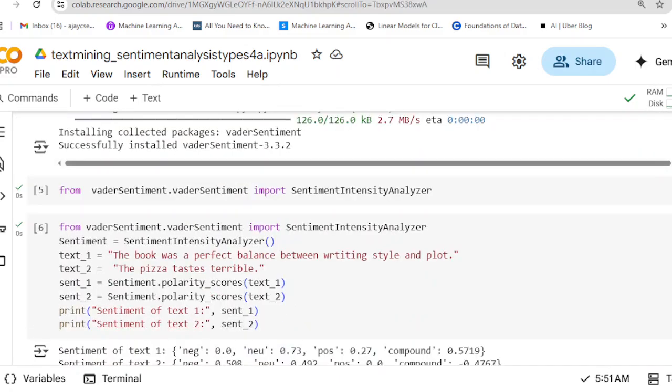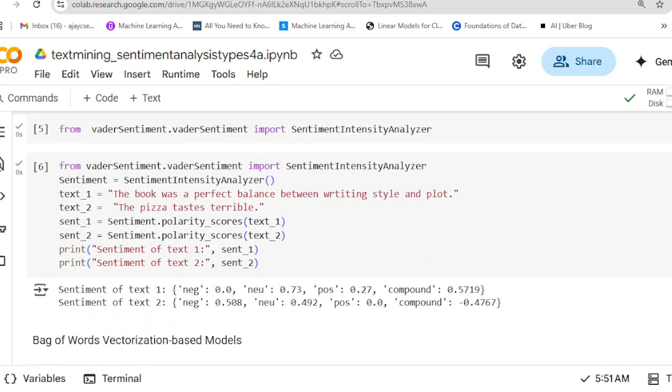From VADER, I import SentimentIntensityAnalyzer. The first sentence is: the book was a perfect balance between writing style and plot. The second: the pizza tastes terrible. These are the two sentences. Now, the first one is positive. So here, positive is 0.27, neutral is 0.73. And then for the second one, the pizza tastes terrible, negativity is more, as we can see here.